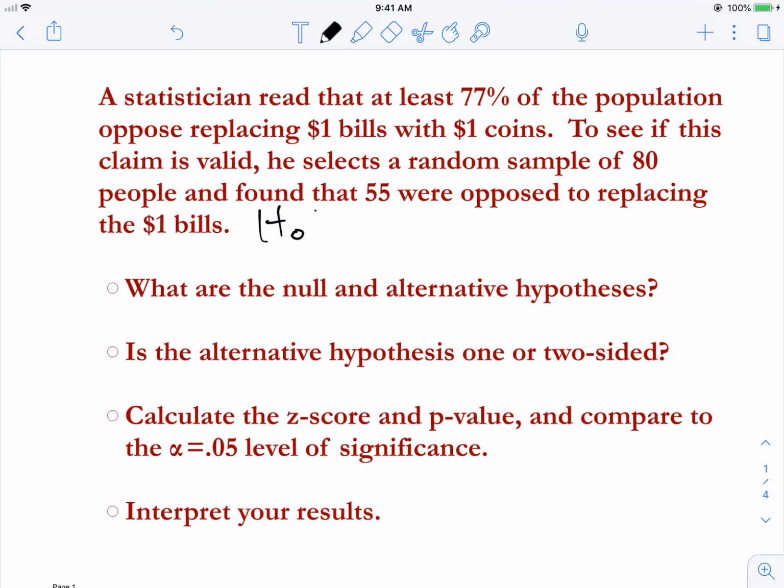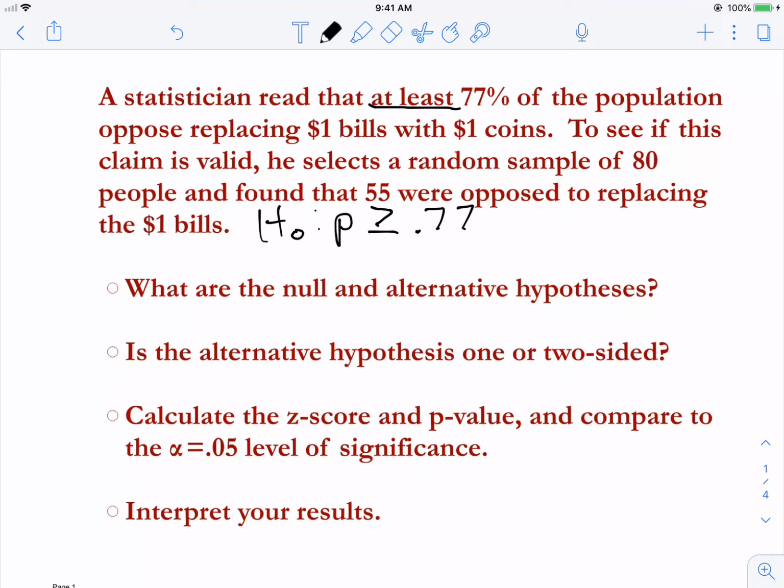So remember that the null hypothesis always has some form of equality in it. A lot of times that's just an equal sign, but it could be greater than or equal to or less than or equal to, but it needs to have equality in that null hypothesis. You're always going to be able to determine what that null hypothesis is based off of the language in the problem. The statistician read that at least 77% of the population were against this. So that means that that population proportion P, it could be equal to 77% or it could be greater than that. So we have greater than or equal to.